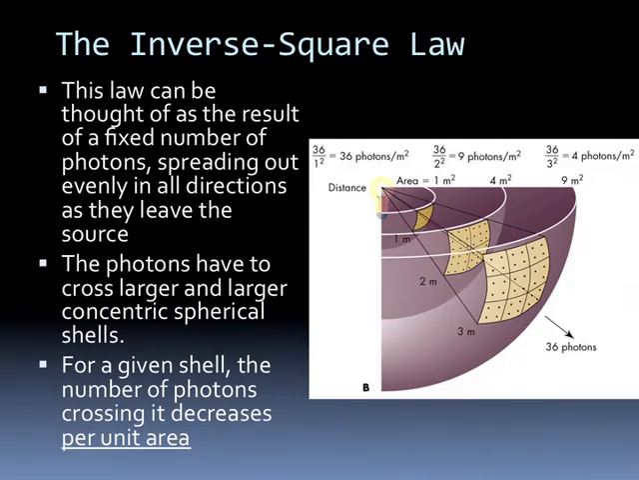If I think of this light bulb here, and I have, say, 36 photons coming through this 1 meter square area at a distance of 1 meter away, those same 36 are now spread, when I'm 2 meters away, over 4 square meters. So now there's only 9 photons per square meter. I have the same number of photons going through all of these, but the area that they are spread out over is getting larger. So the number of photons per unit area decreases.